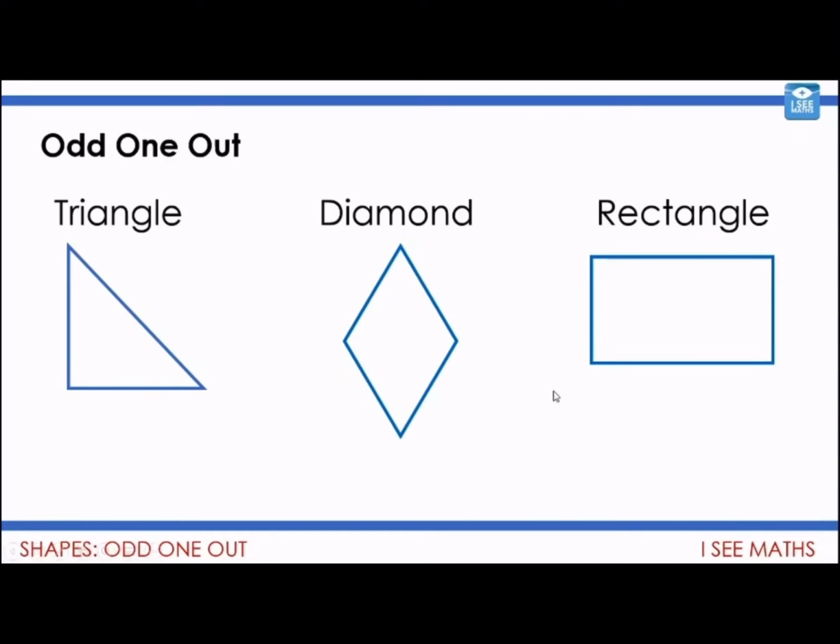No, wait a minute. It must be the rectangle that's the odd one out. Look, it's got parallel sides. It's got a pair there of parallel sides and a pair of parallel sides there. The diamond and the triangle don't have any parallel sides.